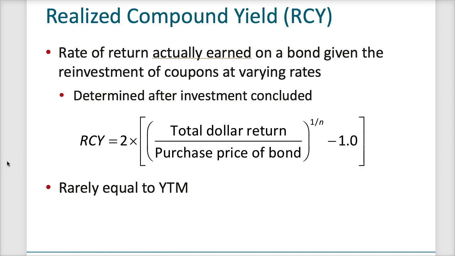Then we have the realized compound yield. This is going to be the real rate of return of what it actually earns. The yield to maturity isn't a real rate of return, it's sort of like an estimate. So the realized compound yield would be closer to what you're actually receiving. It's the reinvestment of the coupon at various rates. This basic formula is what we could use to calculate the realized compound yield, which is almost never the same as yield to maturity. So this is another interesting way to calculate the value of a bond.